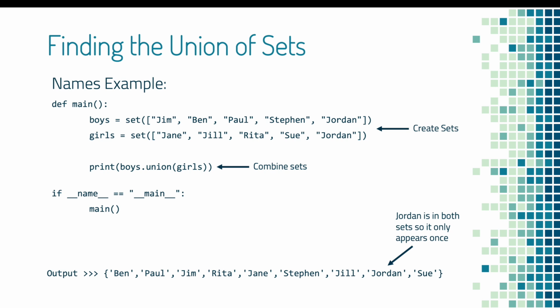So here again is another example. If I do boy names and girl names, if I have Jim, Ben, Paul, Stephen, Jordan, and I have Jane, Jill, Rita, Sue, and Jordan, notice how Jordan's in both. Well, if Jordan's in both, it only comes out in the output once because, again, a set can only have one, but a union will put the two sets together.